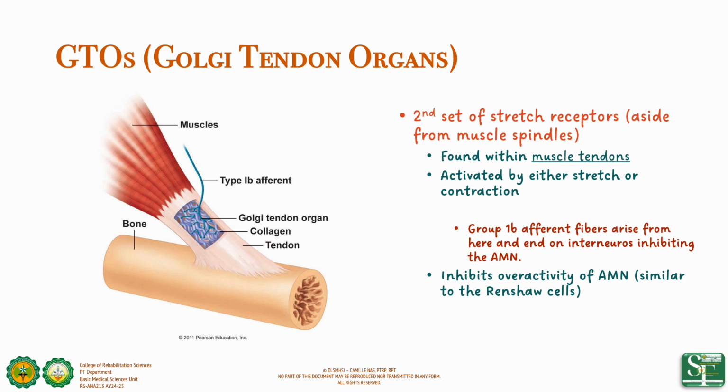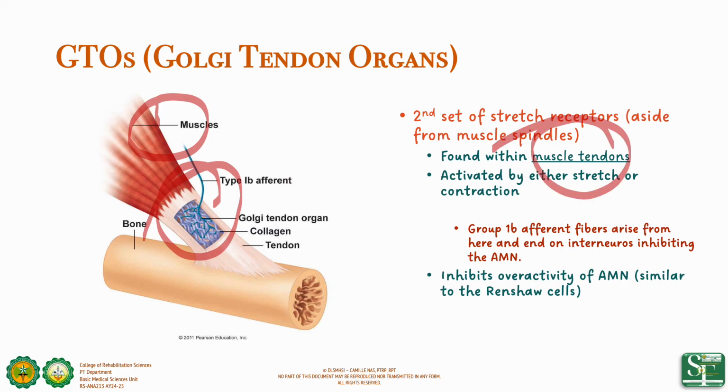Okay, we're done with the muscle spindle. Now, let's move on with the GTOs, the Golgi tendon organ. So, this one is similar to the muscle spindles, but eto naman ay nasa tendon. Kita nyo? Kasi ito yung muscle, nasa tendon na tayo. So, it is also sensitive to stretch, found within the muscle tendons, and is activated by stretch or contraction. There is a group 1B afferent fibers that arises from the GTOs and end on interneurons inhibiting the anterior motor neurons. It inhibits overactivity of anterior motor neurons similar to the Renshaw cell. Meron din siyang interneuron for that. Okay? Again, nasa tendon na tayo.